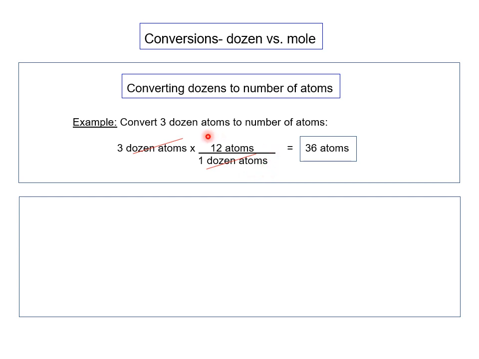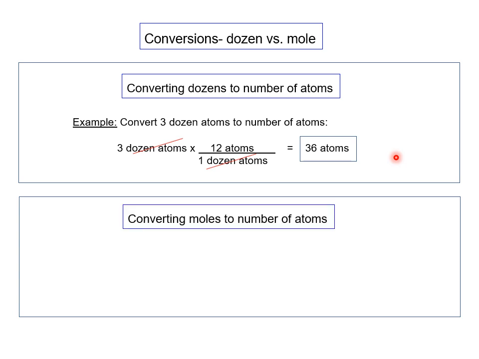Number of atoms, which for 1 dozen is 12, goes on top. The dozens cancel. 3 times 12 is 36. So the answer is 36 atoms. Notice that that number has infinite significant figures because dozens can be counted and 36 atoms can be counted.